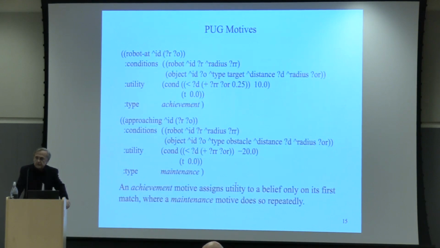But if you also give the system motives, these are basically factored objective functions, right? So you can have a set of these rules. Each rule says under these certain conditions, this belief, or this kind of belief, has this much value. There's two kinds of motives. There's achievement motives, which only give you utility the first time that belief occurs. And then there's maintenance ones, which give you that value every time that belief occurs. So for example, you would use that to avoid obstacles, whereas the first you would use to go to a target.